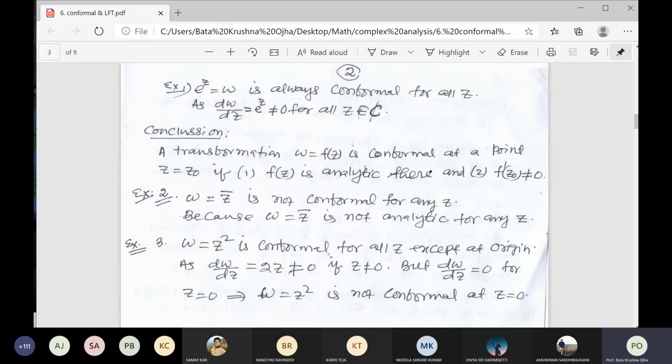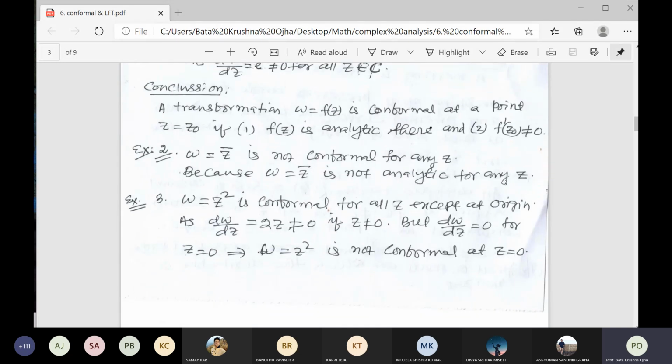So you see w is equal to z bar. This mapping is not conformal anywhere, for any value of z. Why? Because w is equal to z bar is not differentiable. Therefore, it is not analytic for any values. Already we have proved it: w is equal to z bar is not differentiable for any value of z.